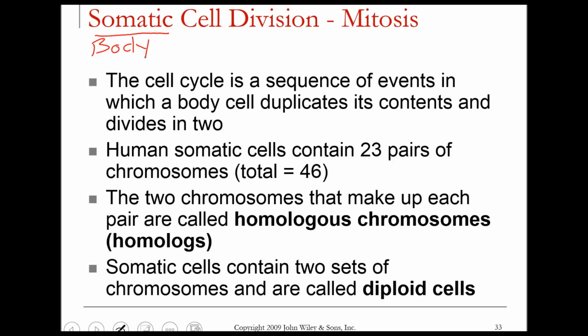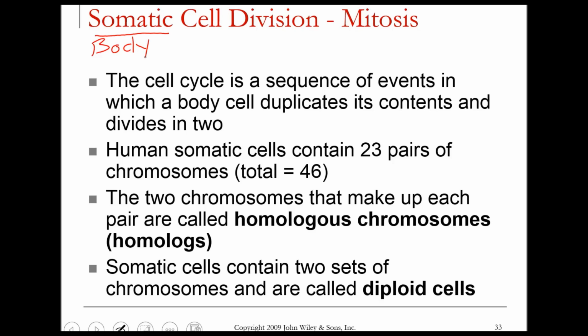Human body cells, human somatic cells, have 23 pairs of chromosomes for a total of 46. From that phrase, I'm really simply meaning the DNA molecules. So a human somatic cell contains 46 total DNA molecules and their associated proteins.